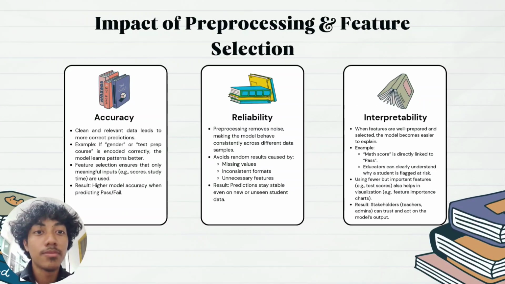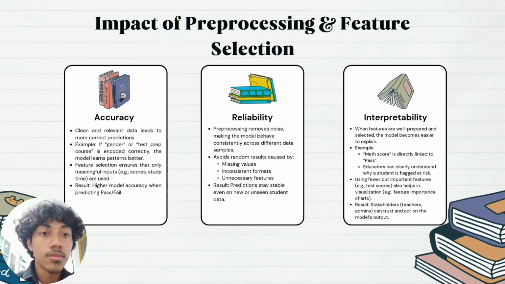Okay, next, for the impact of preprocessing and feature selection. Firstly, for the accuracy, clean and relevant data lead to more correct predictions. For example, if gender or test prep course is encoded correctly, the model learns patterns better. For the feature selection, it ensures that only meaningful inputs are used. So as a result, the model will have higher accuracy.